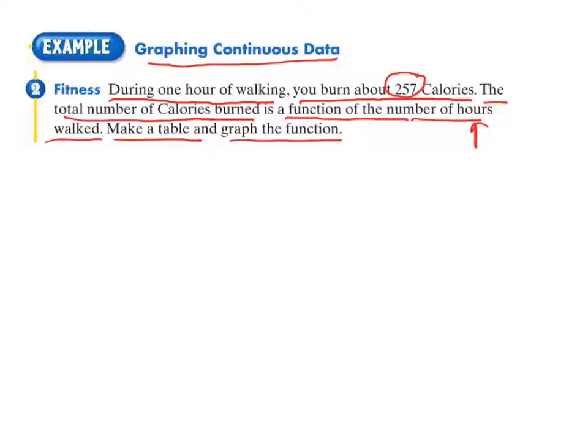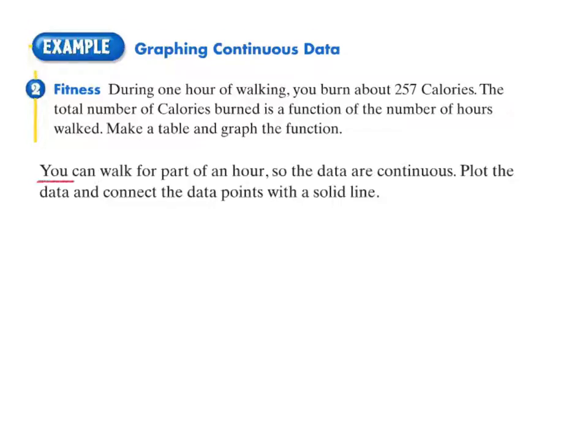So what type of data is it? Is it discrete or continuous? You can walk for part of an hour. You can walk for 30 minutes. You can walk for 10 minutes. You can walk for only 5 minutes. So the data are continuous. Plot the data and connect the data points with a solid line.